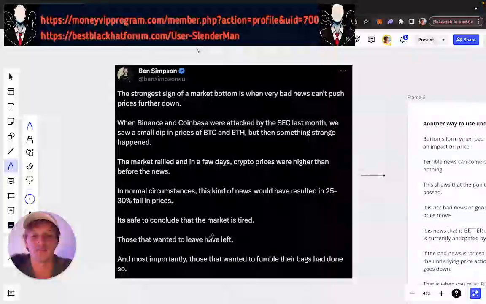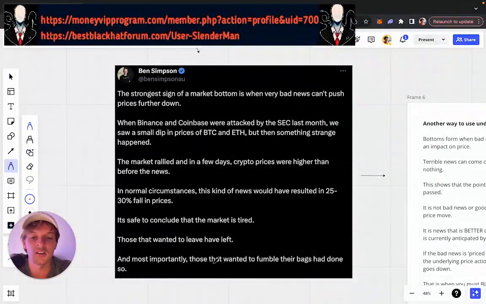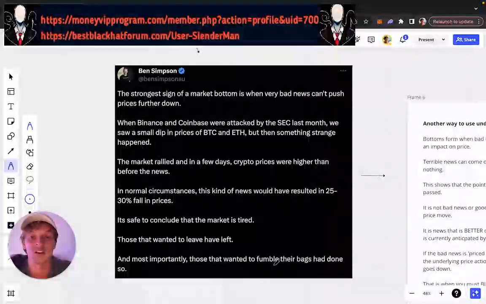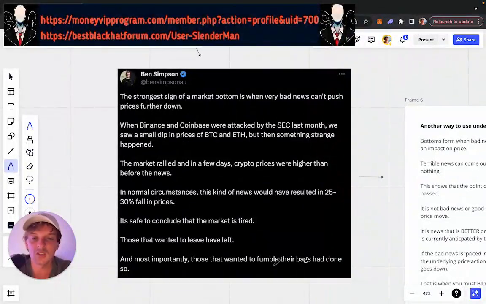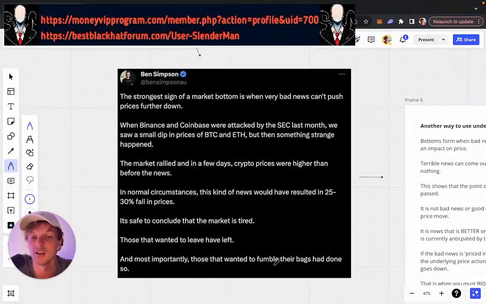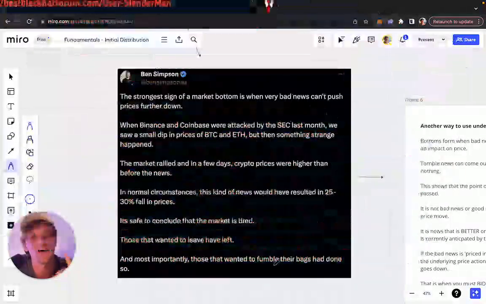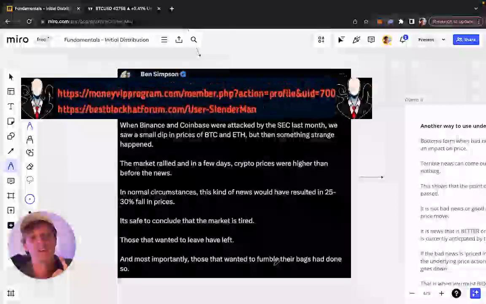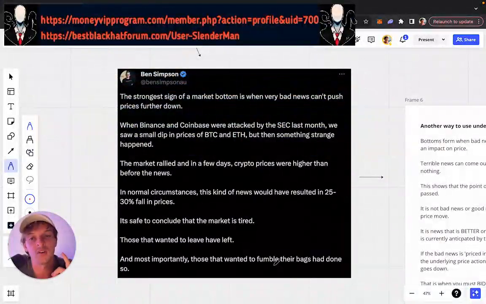It's safe to conclude that the market is tired in that circumstance. Those that wanted to leave have left. And most importantly, those that wanted to fumble their bags had done so, right? So if a coin can't drop when the news is bad or the rest of the market is dropping, it's a sign that there is an underlying bid, an underlying strength. There's something happening with this coin that maybe is not yet apparent to you now, but will be apparent to you in the future. And it is your job to not ignore that, but to pay attention and double down on figuring out what's happening and to get yourself exposed, because you need to be owning the fastest horse.